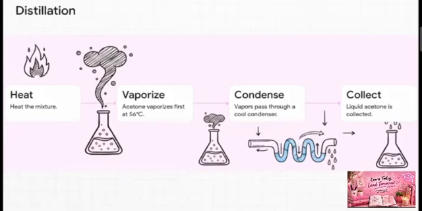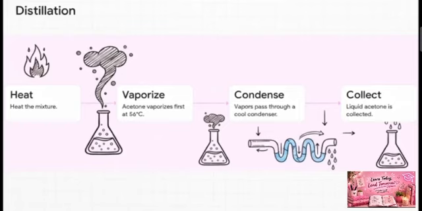Acetone boils at just 56 degrees Celsius, whereas water, as we know, boils at 100 degrees. So we very gently heat the mixture right up to 56 degrees. The acetone hits its boiling point and turns into a vapor, while the water just sits there, perfectly happy as a liquid. That acetone vapor rises up and travels into a specialized tube called a condenser, which is essentially wrapped in a jacket of cold water.